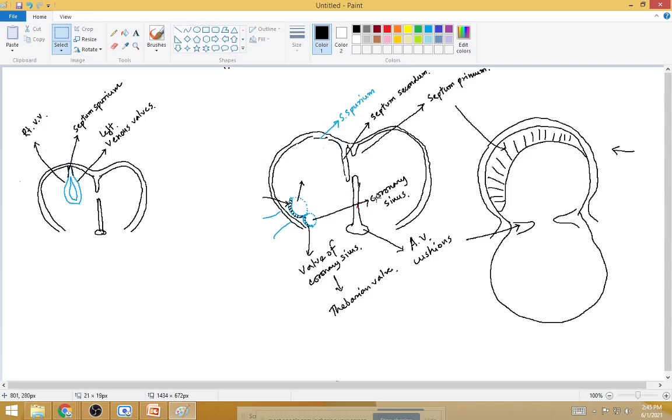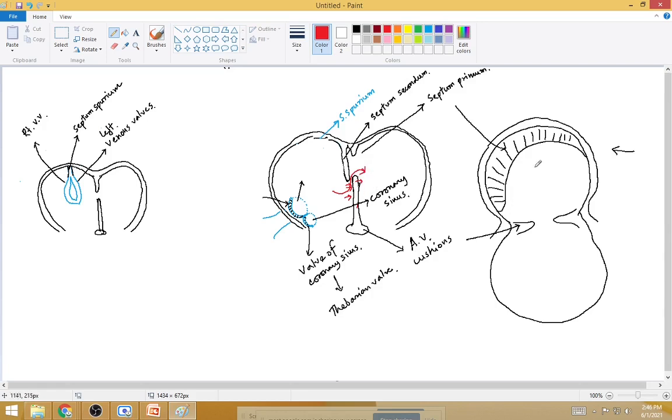Now you see, this is still a channel present for the passage of the blood. Okay, so the blood is going like that. It's giving pressure over here. Then it moves a bit and the blood reaches the left atrium.